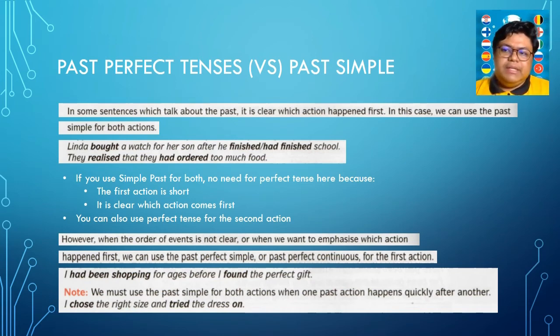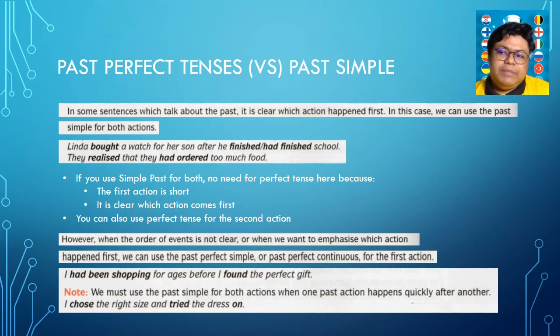Okay, contoh kat sini, Linda bought a watch for her son after he finished or had finished school. Okay, so first action, second action, dua-dua kita boleh gunakan past simple. Tapi second action tu kita boleh gunakan past perfect tense juga. Tapi lagi mudah kalau kita gunakan past simple, because syarat dia mesti kita tahu yang mana datang dulu.